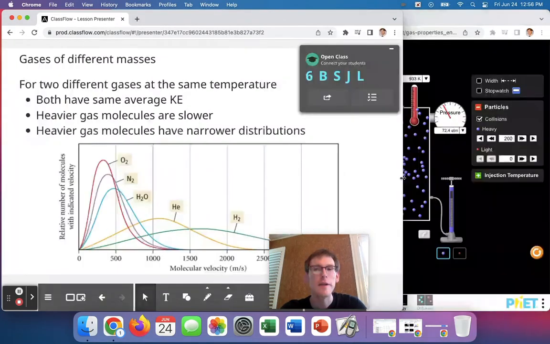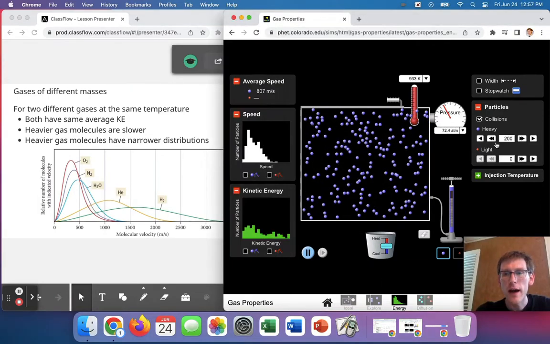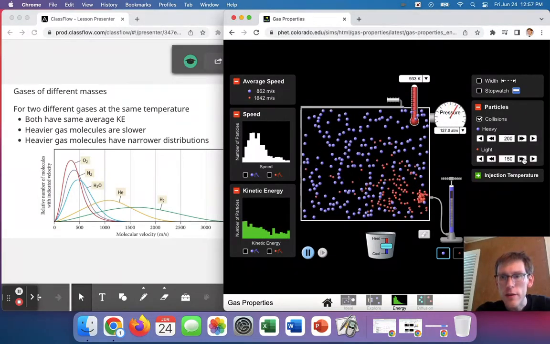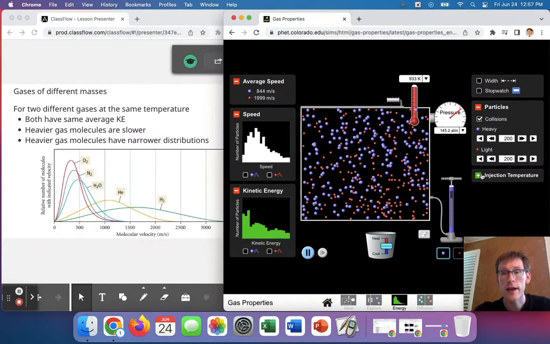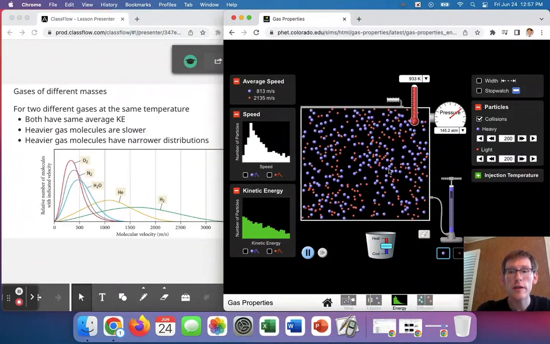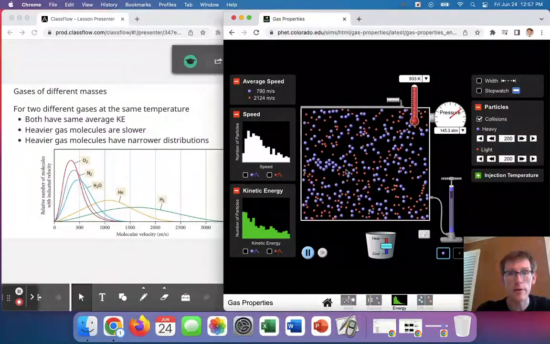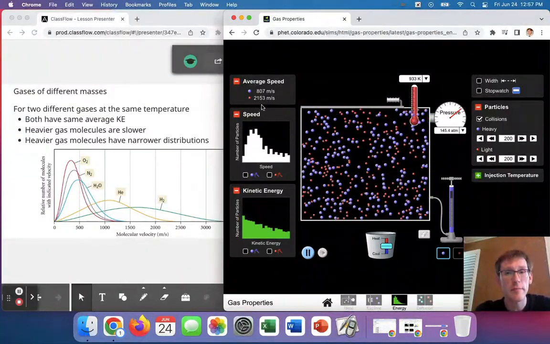All right. So if I insert, let's see, we're going to put in the same amount of lighter gas particles, and they have the same temperature. Notice how these smaller gas particles at the same temperature are moving at a much higher speed.